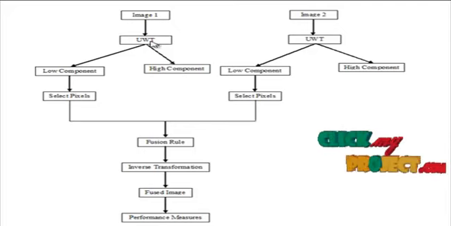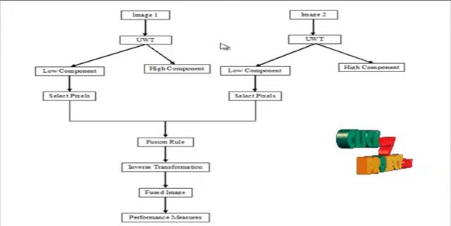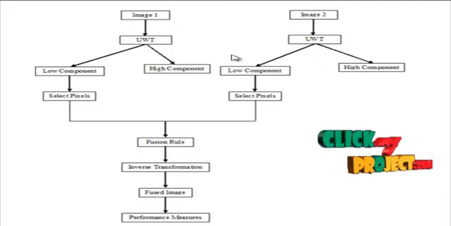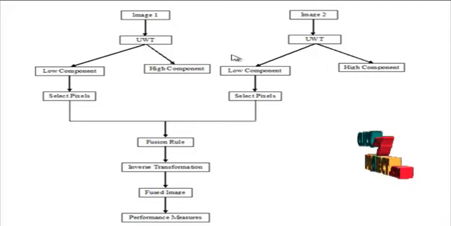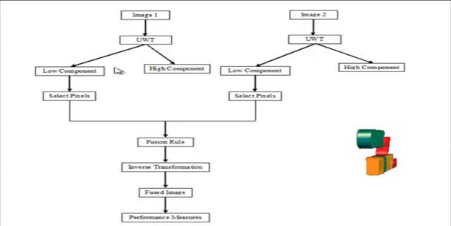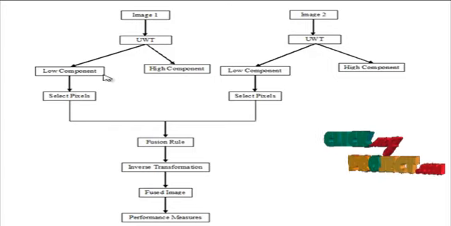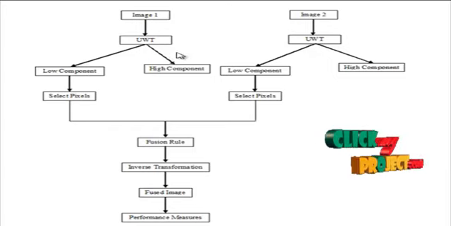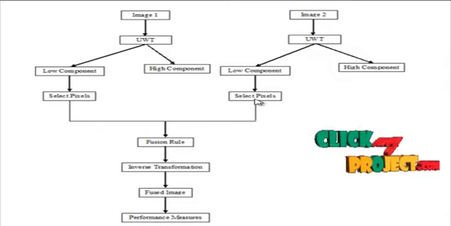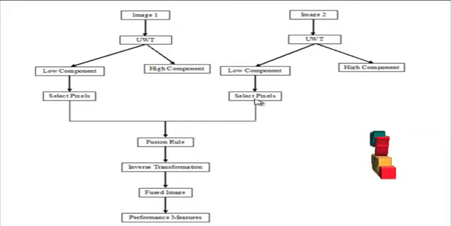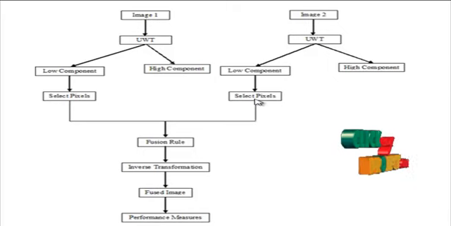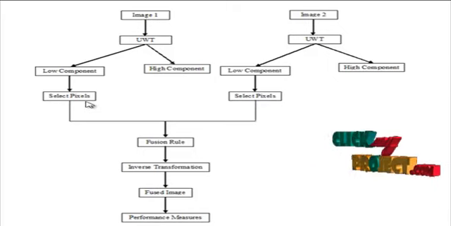After that, the transformation is applied to the two images separately. The transformation of the images is based on the undecimated wavelet transformation. After that, the low component and the high component of the images are separated based on the transformation. After the separation, the fusion pixels are selected in both of them.